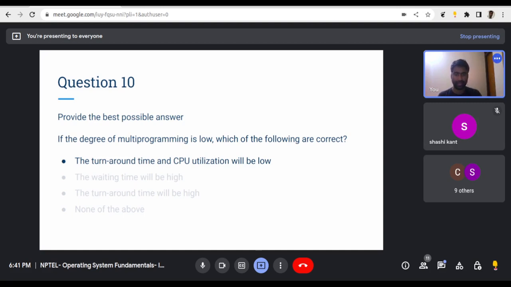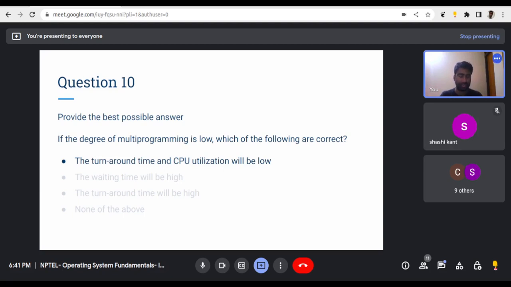Anyway, CPU utilization will also be low, of course, because we are having just one process being executed compared to two processes being executed. So that will also be low. That is a disadvantage. But the waiting time will also be low, because if you have just one process, it will not have to wait for the CPU. It can directly get the CPU and start executing.